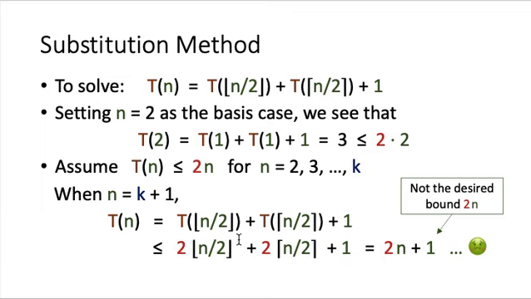2 times the floor of n over 2 plus 2 times the ceiling of n over 2. After adding these two, it will always be exactly equal to 2 times n. And then we have a plus 1. So using this assumption, we get T(n) is less than or equal to 2n plus 1. But unfortunately, this is not what we want. Recall that we need T(n) to be less than or equal to 2n. When we cannot get that, then the induction is failing. So it doesn't work. We don't get the desired bound 2n here.